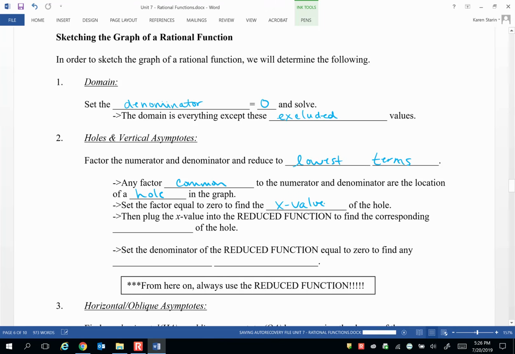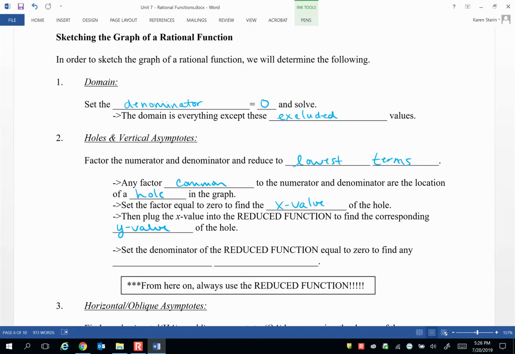And then we're going to plug those x values into the reduced function to find the corresponding y value of the hole. Now remember, this is not in the domain of the function, so it would just show us where on the curve the hole appears. It gives both coordinates that way.